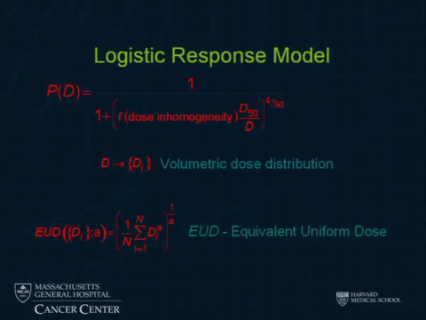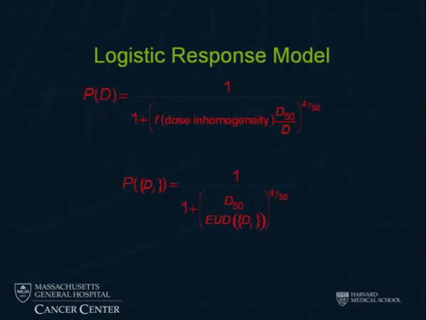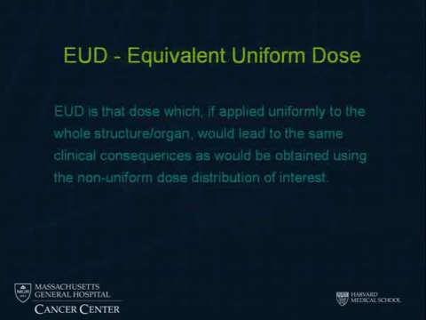Remember that in the Lyman-Kutcher-Burman model, what was proposed is that tolerance as a function of partial volume irradiation changes as a power of volume. This formula has no volume at all in it. It assumes that for each voxel, the sum is, by the way, over voxels of your structure of interest, it assumes that local effect that is important for the outcome of interest is some power function of local dose. There is no volume at all in this formula. So that would be the logistic response model that accounts for dose inhomogeneity or for actual dose distribution. So what is this EUD?